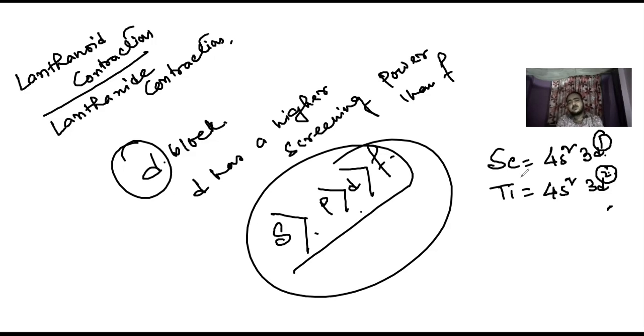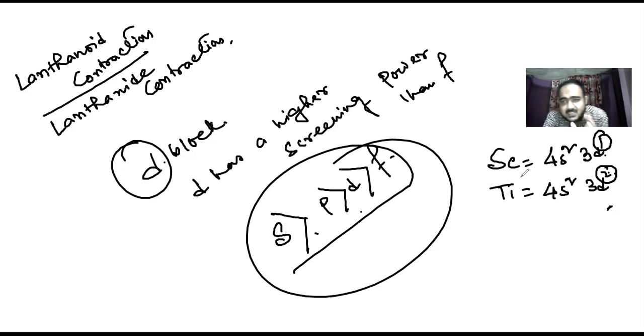So there are three types of contraction: transition contraction, lanthanide contraction, and actinide contraction. The most prominent is the actinide contraction because 5F is a poorer screener than 4F. So this is known as lanthanide contraction. Again, while going from lanthanum to lutetium, 57 to 71, you will see a continuous decrease in size, and the difference in size is very, very high. So what happens while going from left to right in the lanthanide series?